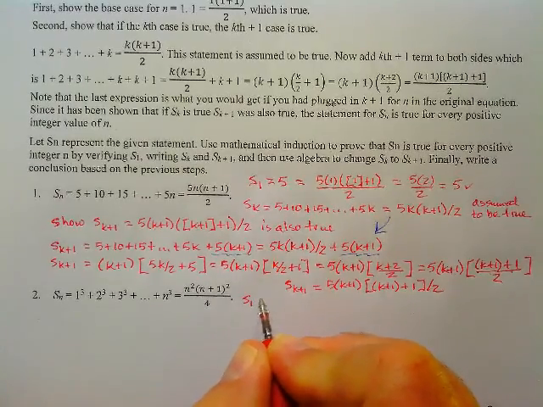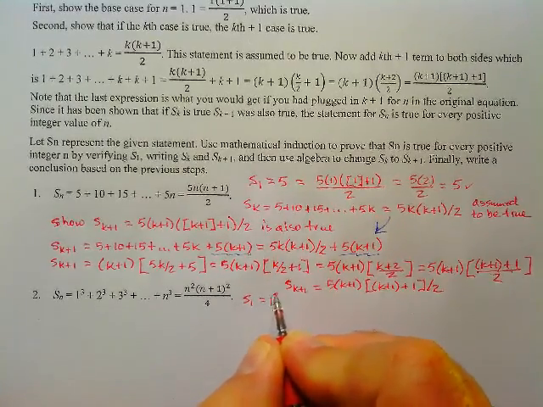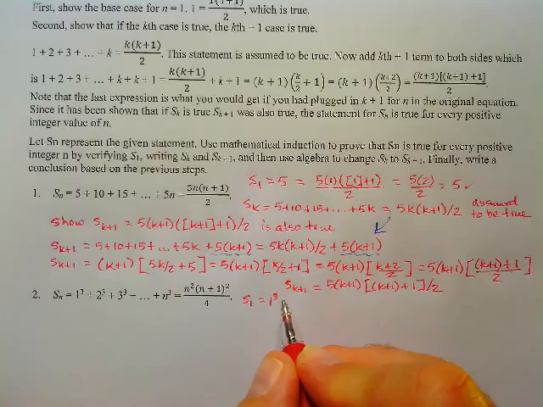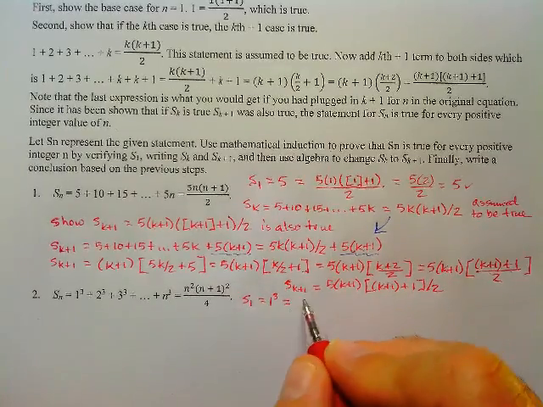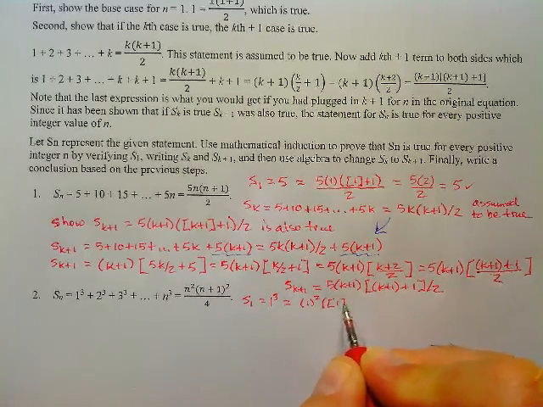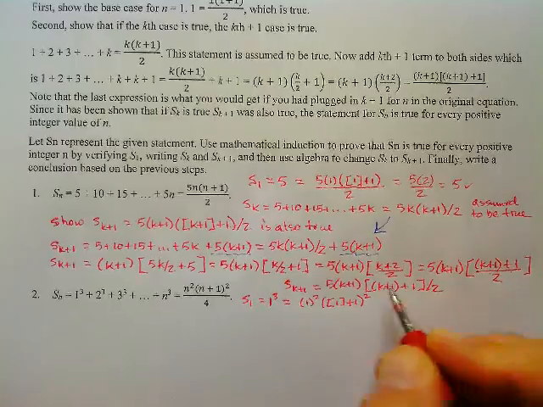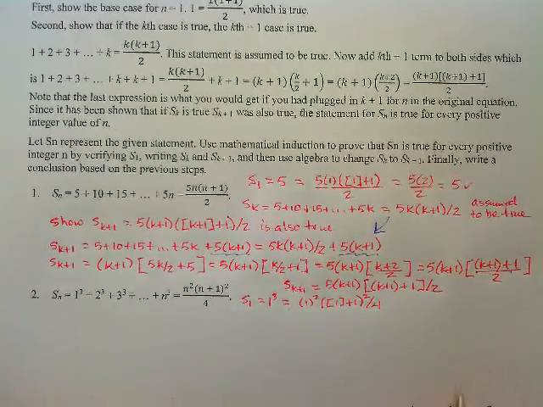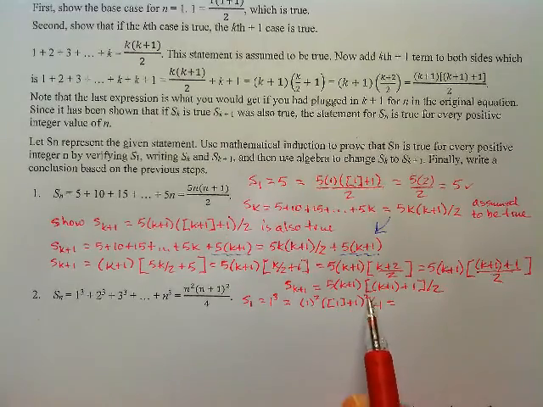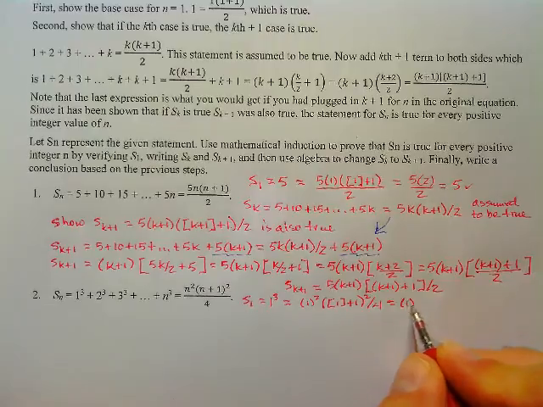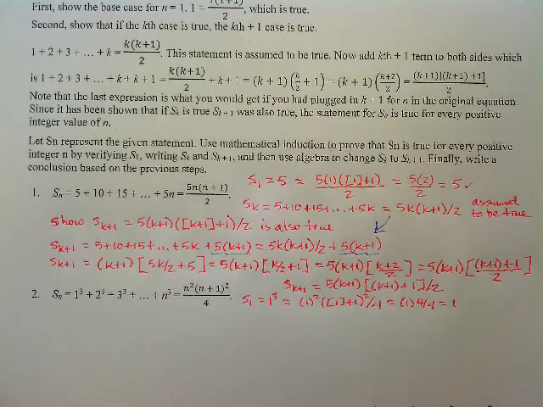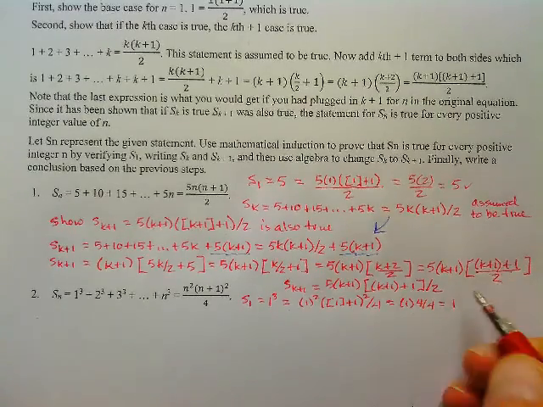So S1, which is supposed to equal 1 cubed, because that's our first term. So that's supposed to equal, then we've got 1 squared, 1 plus 1 squared, all over 4. And of course, this is 1 and 1, which is 2 squared. And so I have 1 times 4 over 4, which of course is just 1. So I have shown that the base case is true.